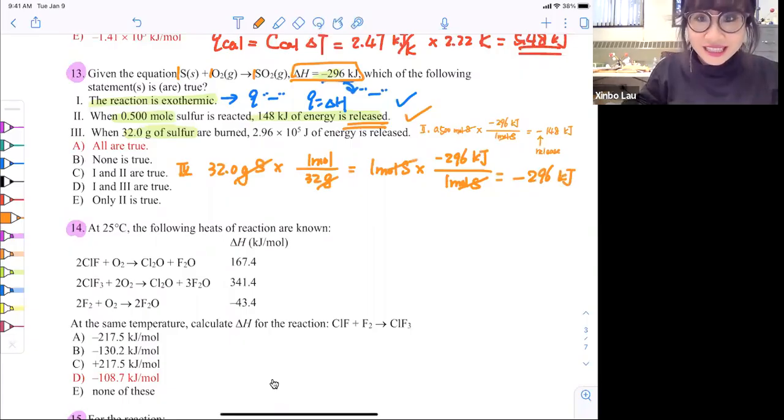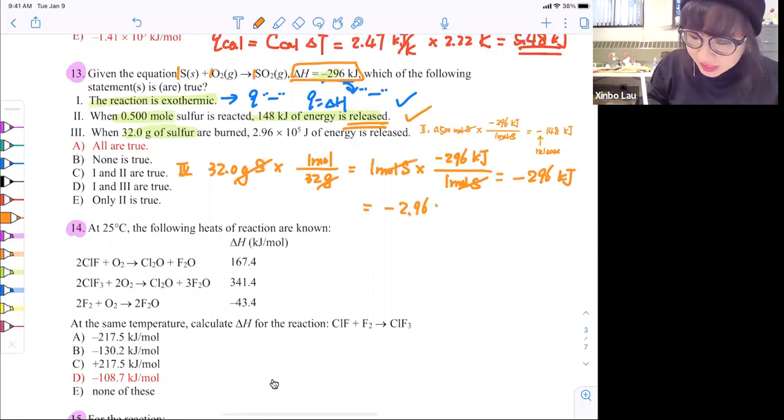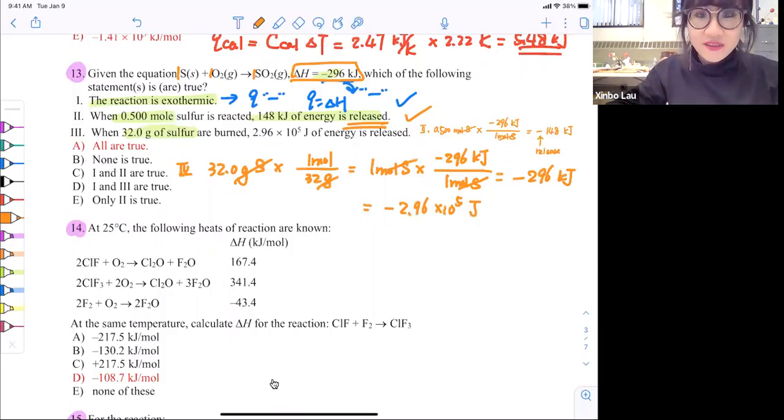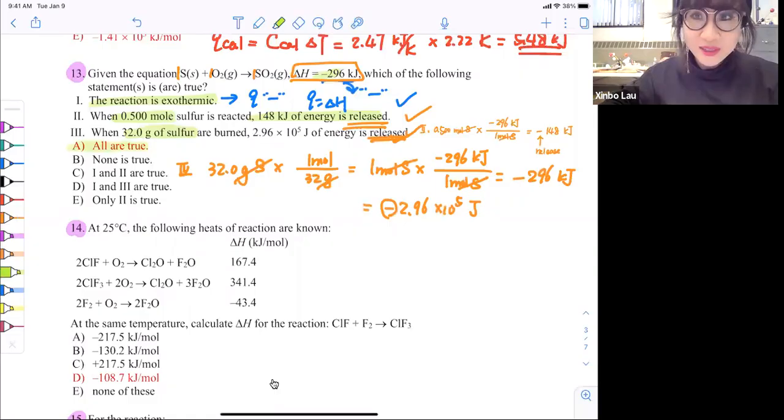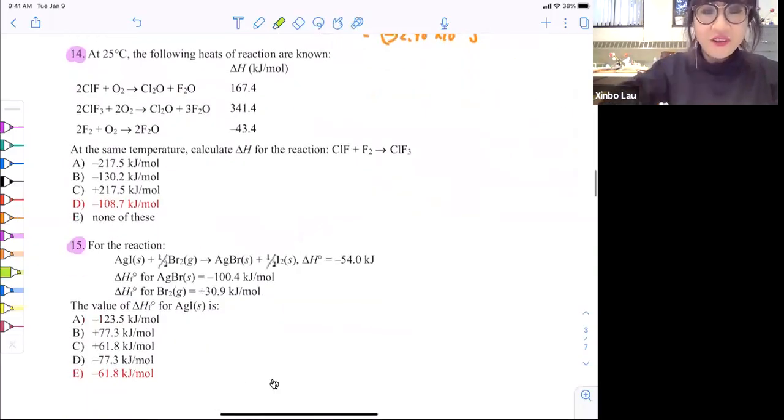They're asking us in joules, because that's easier. That will be 2.96 times 10 to the power 5 joules. You simply did a unit conversion, so that's good. Again, the negative sign, we use the word release to represent it. So that's also true. We found out all the statements are true, so that's the choice for that one. Now let's look at the following question.